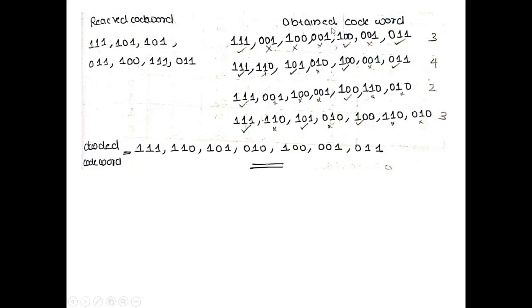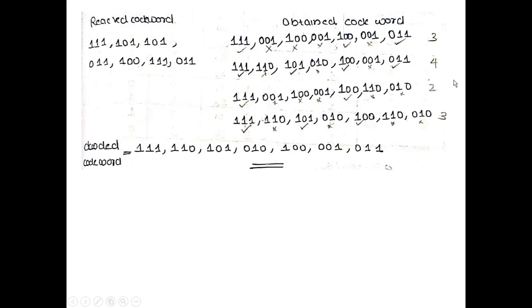Then 1 0 0, here also 1 0 0, it's correct. Then here it is 1 1 1, but here it is 0 0 1, it's not correct. Here it is 0 1 1, here it is 0 1 1. So we have 3 combinations correct here. Next we can see that 1, 2, 3, 4 combinations are correct. In this we can see 1, 2, only 2 combinations correct. Then here it is 1, 2, 3, only 3 combinations correct.